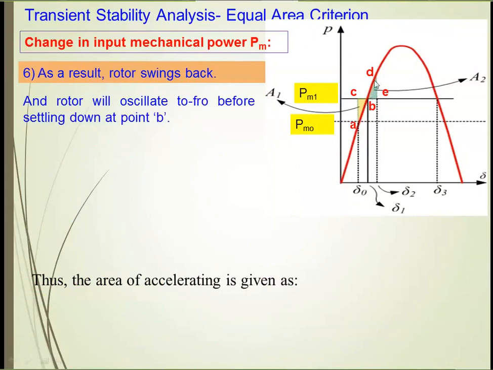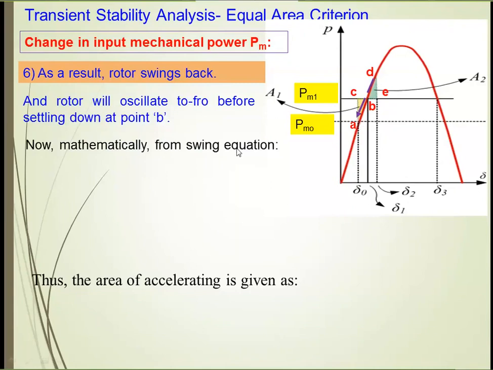Right? So it will come back here and then again go to this point, then again go to this point, and then again swing along this point before settling down. Right? It crosses the point B, it does not reach the point A, right? So here it will oscillate along this point. This is what I can say.